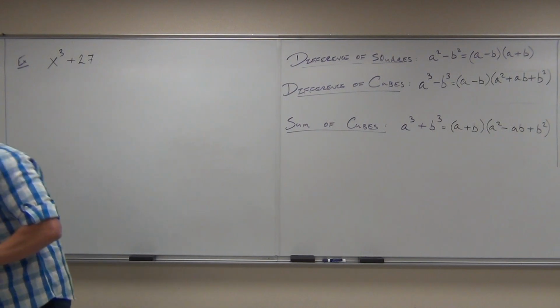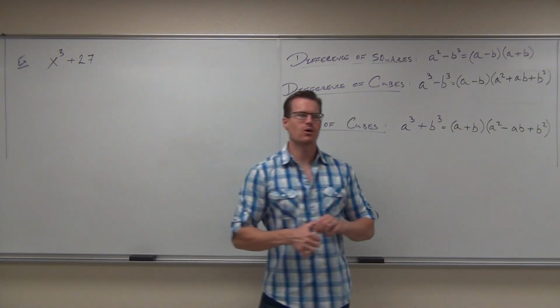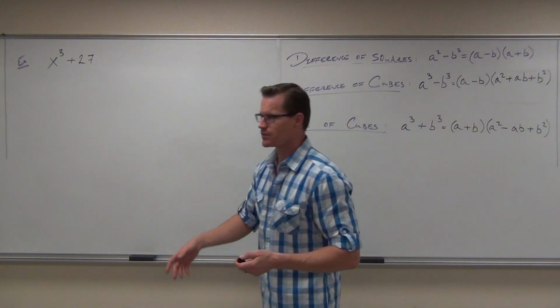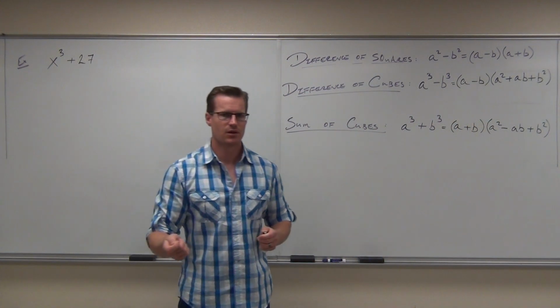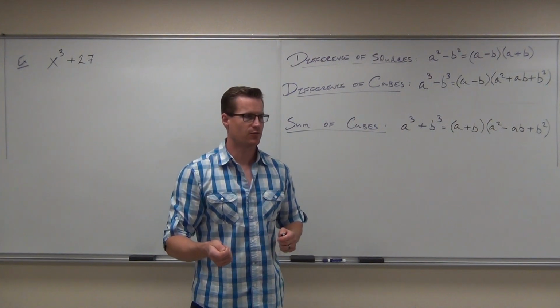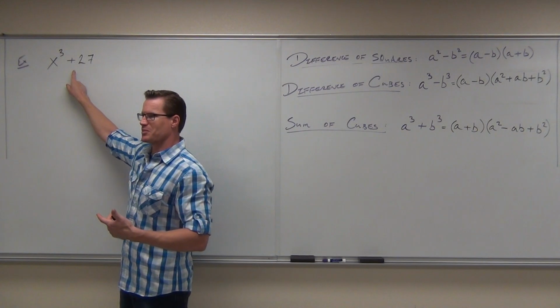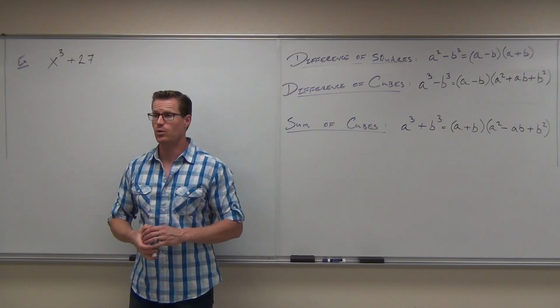X cubed plus 27. Okay, the first thing we always check, what is it? Order. Do we have it in order? Yes. Is our first term positive? Yes. Is there a GCF besides one? No. How many terms do you have? Two. Okay, so check this out. That's a plus. Should I just go, oh, two terms and a plus, I'm done? No. Why not?